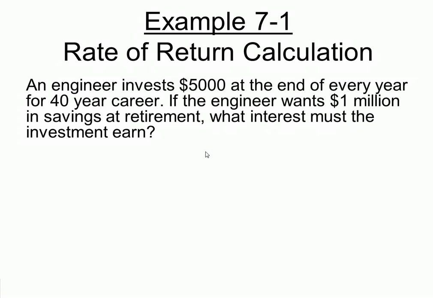So if you were to look at this from the way of a cash flow diagram, then we would have the benefits and expenses: a uniform series at 5,000, and then at the end a future amount of 1 million, and that would be a benefit.